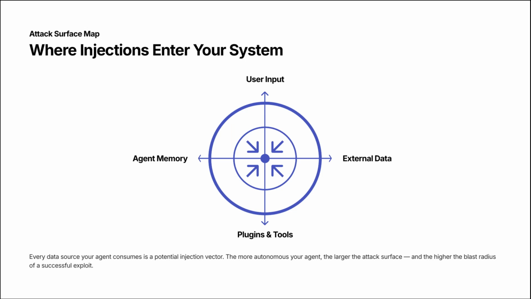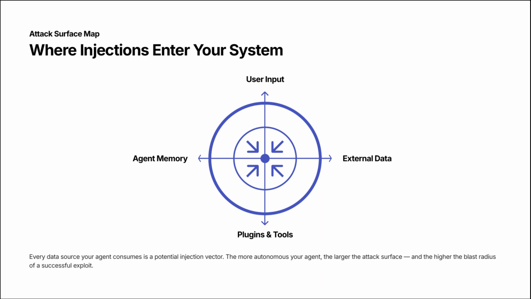This slide maps the main entry points for prompt injection in AI systems. User input is the most obvious one. Anything typed directly by a user can contain instructions designed to override your agent's intended behavior. External data is another major source. It includes documents, emails, web pages, search results, and retrieved content in RAG pipelines. Even when that data looks trustworthy, it can carry hidden or malicious instructions.